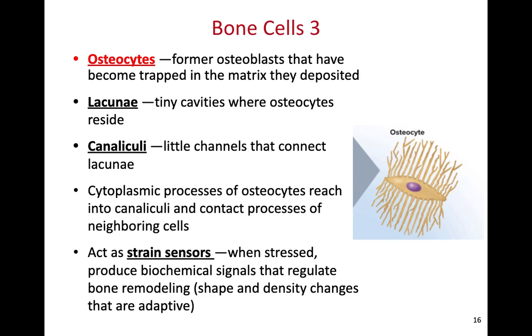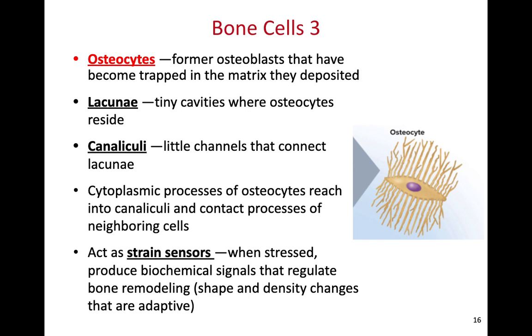Eventually, though, that osteoblast is going to be completely surrounded with extracellular matrix, and it's kind of built itself into a corner. It can't get out. And then it'll morph from an osteoblast into an osteocyte. And as an osteocyte, it's just a bone-maintaining cell. Osteocytes do mild maintenance of the bone.